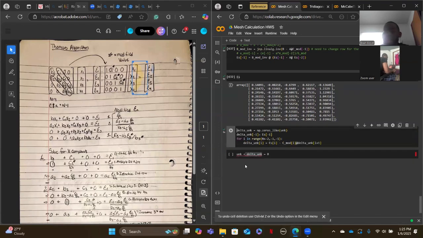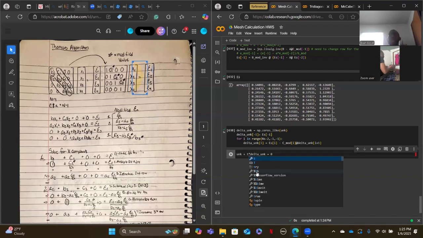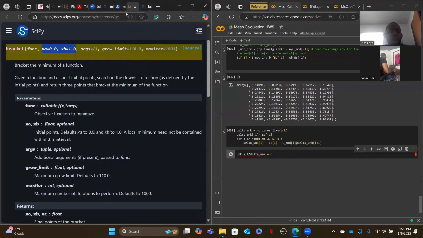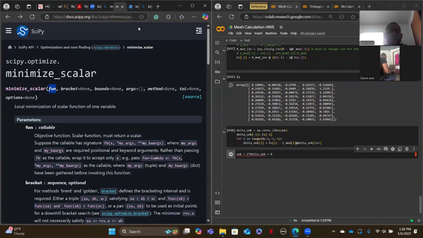But we do need that, and because of this we need to add a factor, a factorial multiplication for our delta unknowns, so that our unknowns are equal to 0. So we need a factor of t, and t is what we'll be using as a multiplier factor to help us reach 0. And for this, we'll use two things, minimize scalar and bracket. I'm pretty sure we used these before, but we'll be minimizing the scalar of this equation to help us literally find our roots.